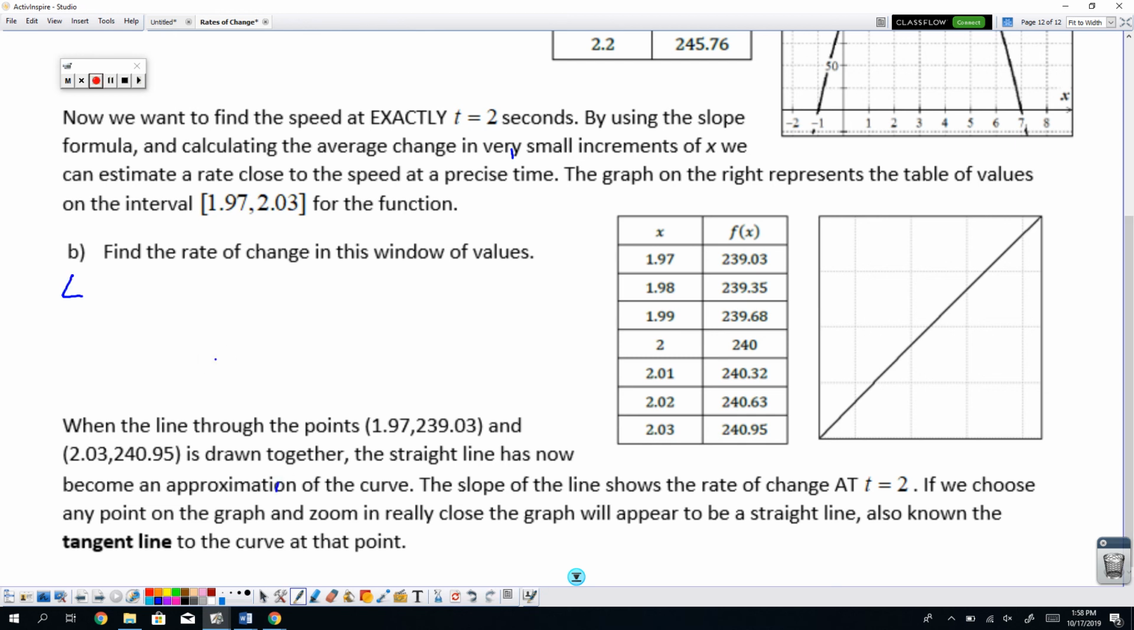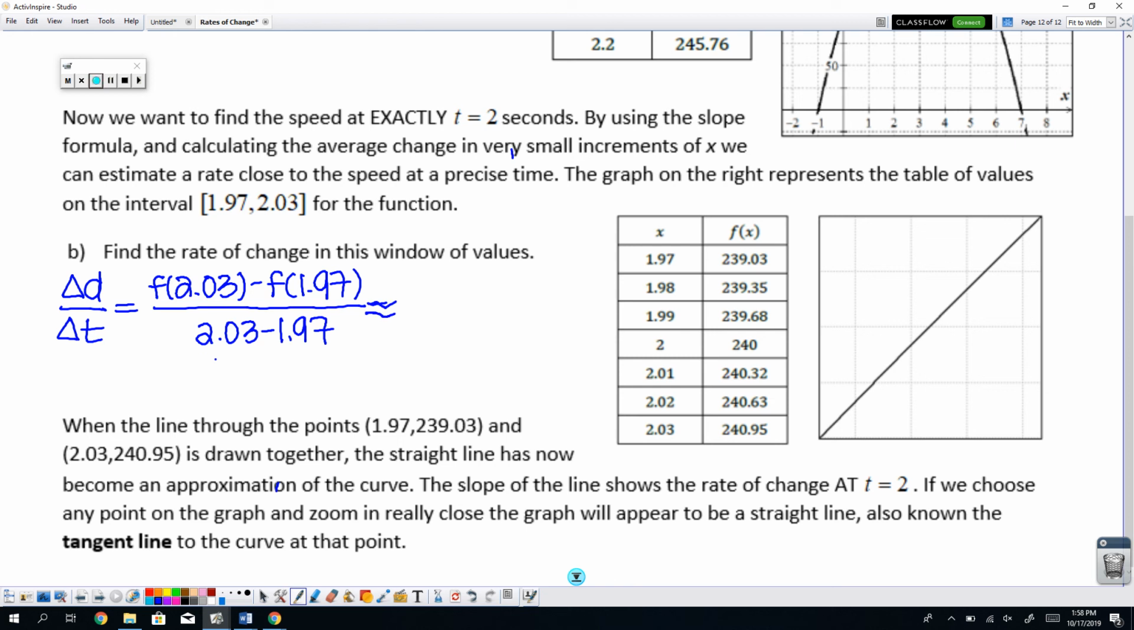So we're still doing change in distance over change in time. And we're going to do f of 2.03 minus f of 1.97, all over 2.03 minus 1.97. Okay? And that's going to get us approximately 32 feet per second.